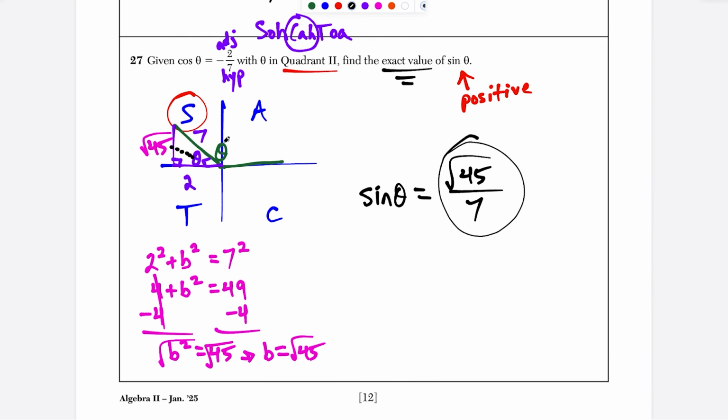If, let's say, instead we were in quadrant 3, then our answer would come out negative because only tangent and its reciprocal are positive when you plug in angles that terminate in quadrant 3. Okay, but here we could say that sine theta is square root 45 over 7.